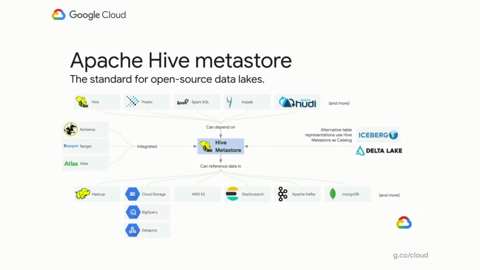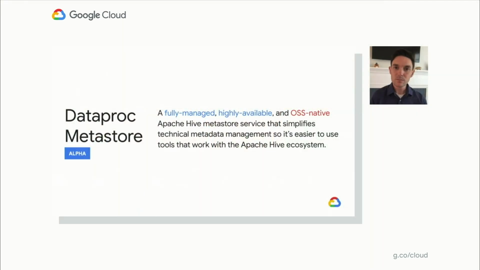So to put it simply, the Hive Metastore is the central point for open data lakes, and it's a critical path for any data lake which is built at least partially on open source. So it's very important that Hive Metastore is usable and reliable. So we developed the Dataproc Metastore. We recently announced that it's in alpha public availability, and the goal was to have a fully managed, highly available, and open source native Apache Hive Metastore.